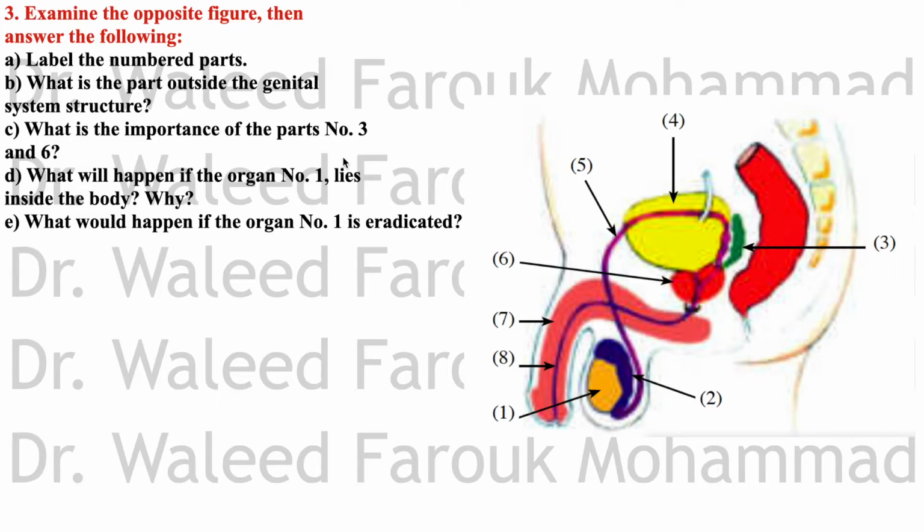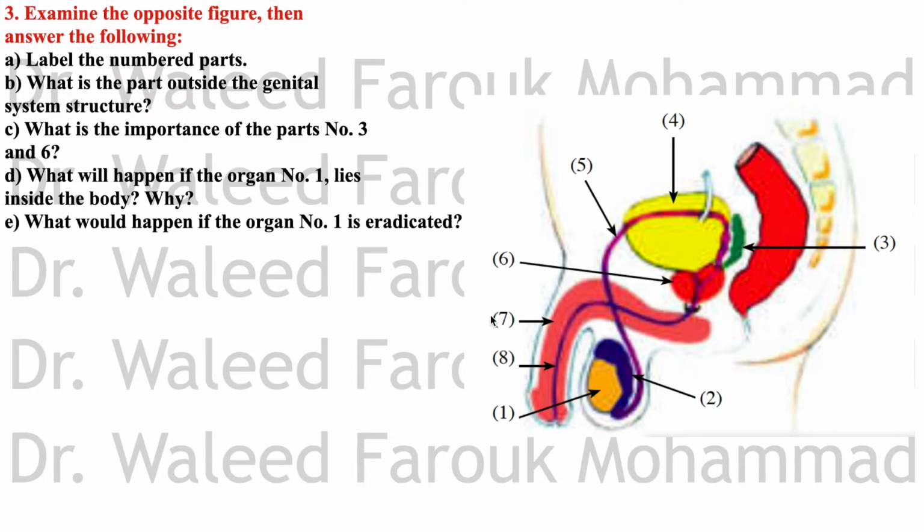What is the importance of parts number 3 and 6? Number 3 is the seminal vesicle. It stores sperms and has fluid in it for nourishment of the sperms. 6 is the prostate. It secretes important enzymes in semen, and allows for the passage of sperms to the urethra from the vas deferens and the seminal vesicle.